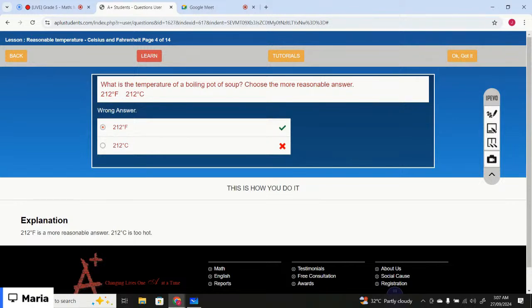So a boiling pot of soup must be hot. The correct option is 212 degrees C. There is a mistake with the other option because that's too hot. So the hot one is 212 degrees C. Boiling pot, that's option number two.